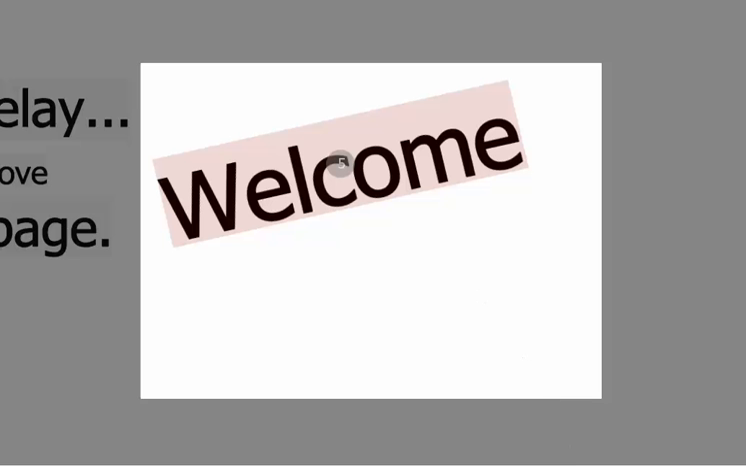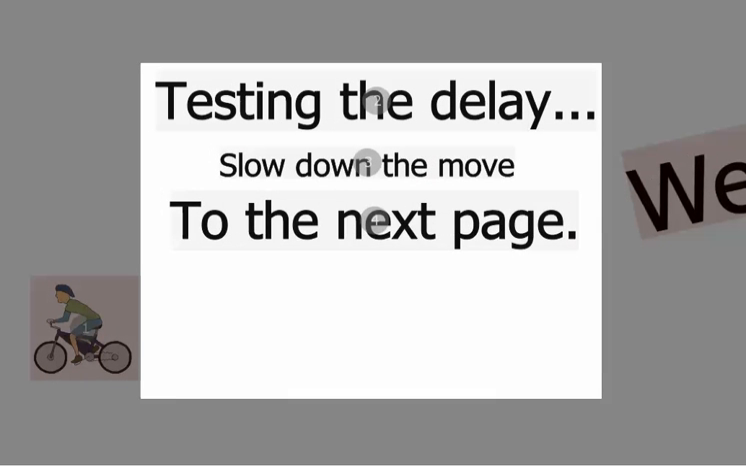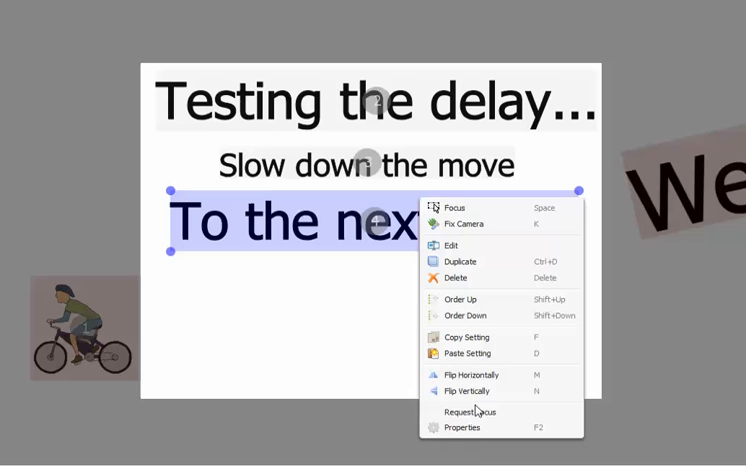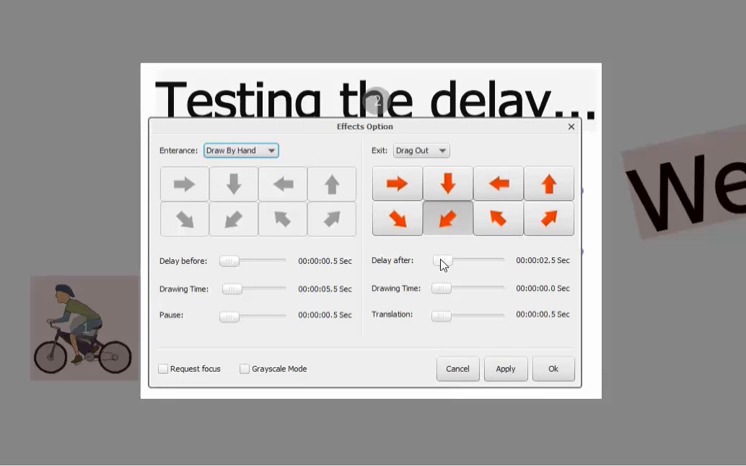So let's see if I can. I'm going to pause this. Actually, I'll just go back here. I'll stop this. Back here, double click, right click, properties, and the delay I have here is 2.5 seconds.